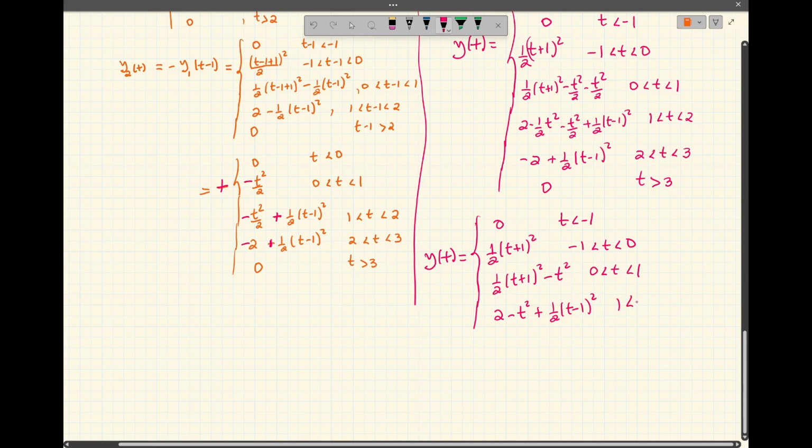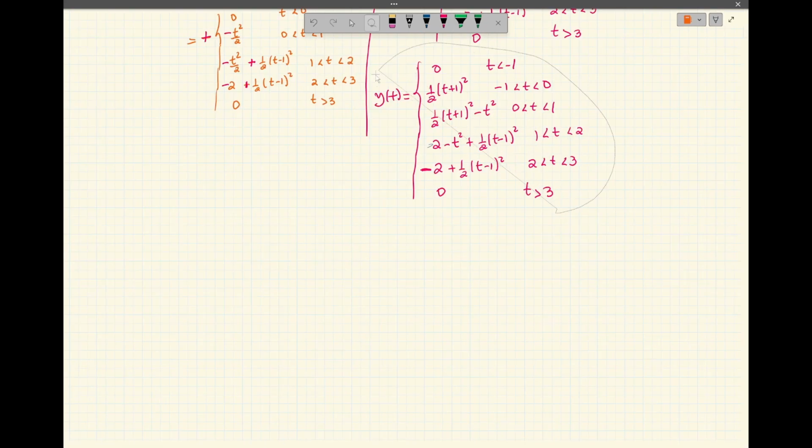So we can expand and group the polynomial terms of the same order together. And the last one is 2 plus half (t minus 1) square for 2 less than t less than 3, and is 0 when t is bigger than 3. I'm gonna copy the output down here. I'm gonna paste it over here.